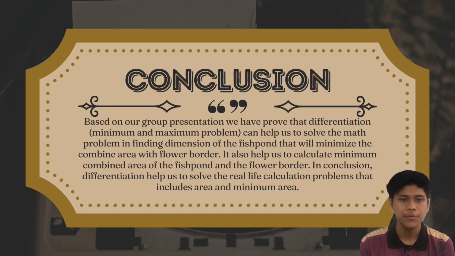Next, I will conclude our group discussion. Based on our group presentation, we have proved that differentiation and minimum and maximum problems can help us solve the math problem of finding the dimensions of the fish pond that will minimize the combined area with the flower border. It also helps us calculate the minimum combined area of the fish pond and the flower border. In conclusion, differentiation helps us solve real life calculation problems that involve area and minimum area.